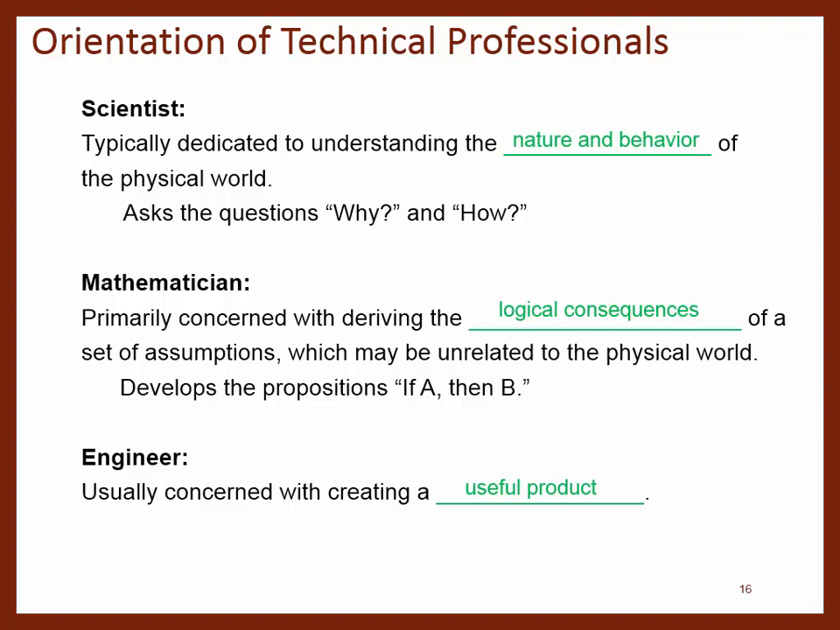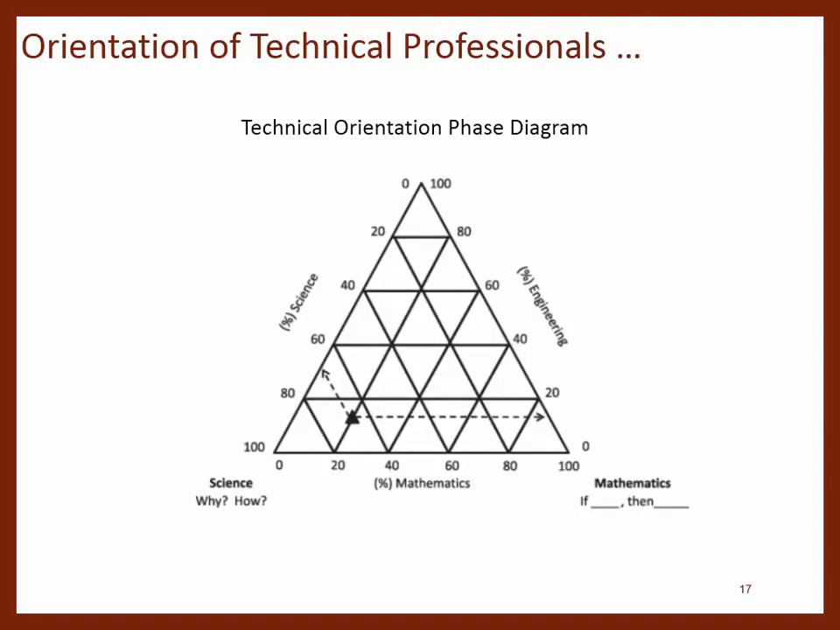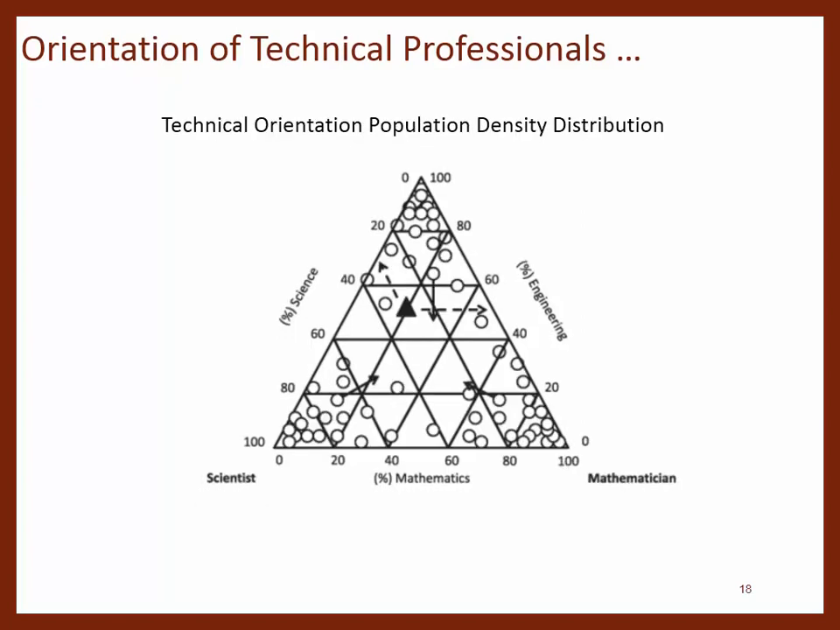So if we look at these three dimensions using this technical orientation phase diagram, you see that these three corners address each one of the fields of science, mathematics, and at the top, engineering. When we try to find the technical orientation of systems, we are in the middle of that triangle. So we have combined knowledge from these three different areas of knowledge to try to address our problems.